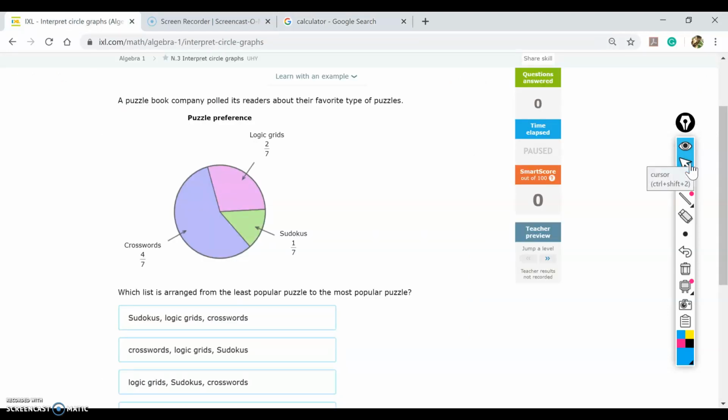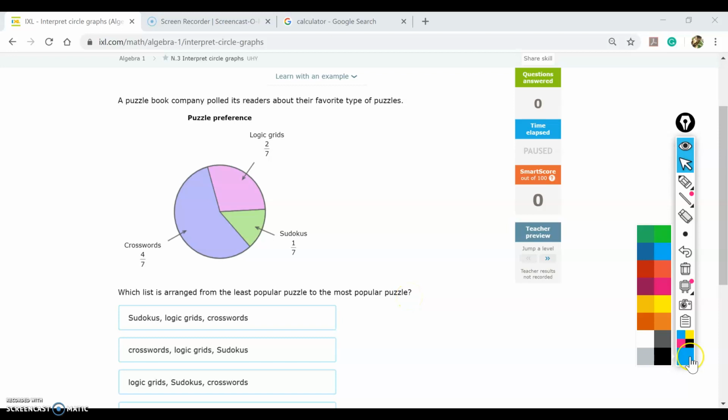So here we go. I'm going to do exactly the same thing that I've been doing before. I'm going to read the question, try to analyze the question, and then choose the answer that makes more sense according to the information given. So I'm going to start. A puzzle book company polled its readers about their favorite type of puzzles. Question: which list is a range from the least popular puzzle to the most popular puzzle?